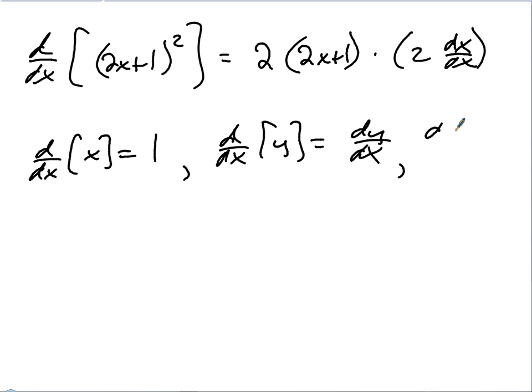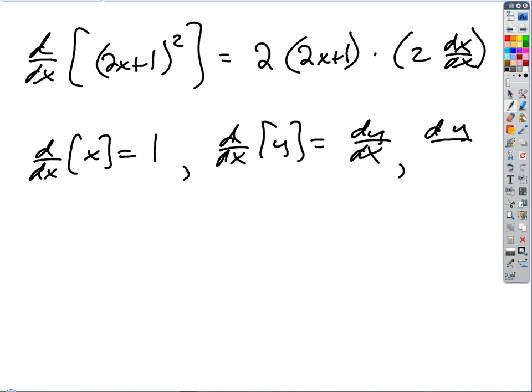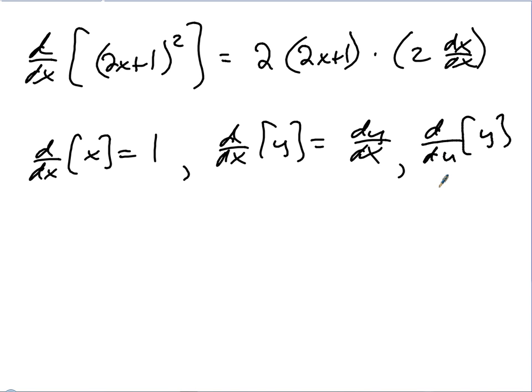But if I said the derivative of y with respect to y, what would I get for an answer? 1, yeah, because the variables match. When they don't match, though, I get an actual derivative that doesn't go to 1.